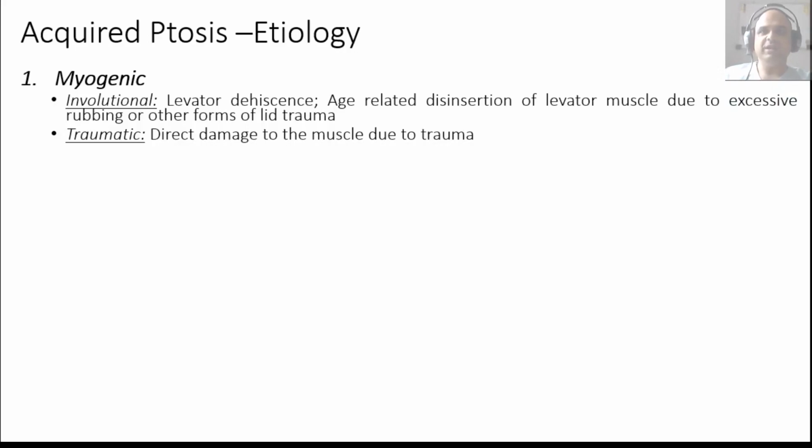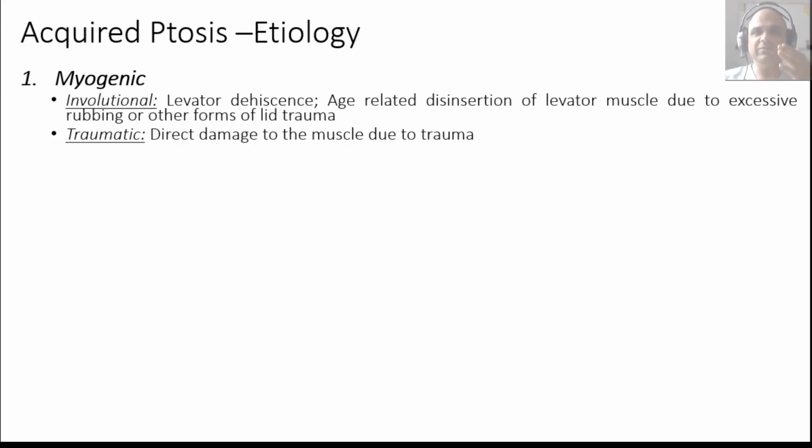Acquired ptosis is something that you get after birth, and the causes are similar to congenital ptosis, except that the setting is different. We have a myogenic variety, which could be involutional, which is age related. With age, your muscles get weaker, and the levator simply disinserts from the upper lid. Remember, it inserts into the tarsal plate as well as the skin. It could disinsert, and that is simply because of weakening.